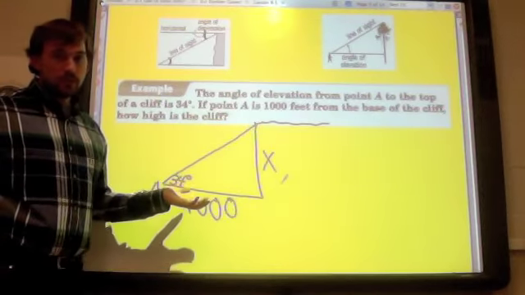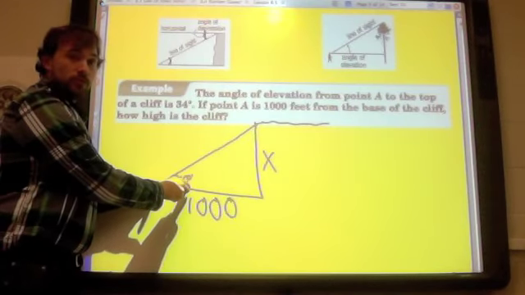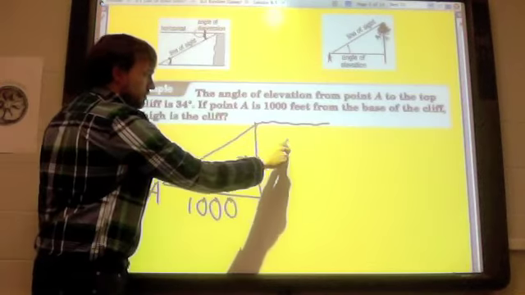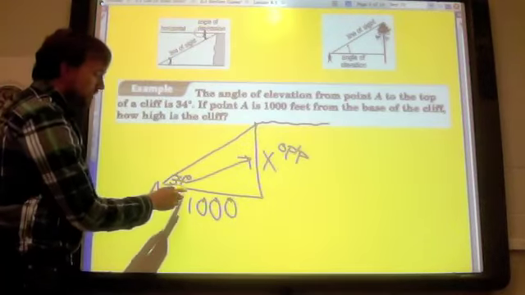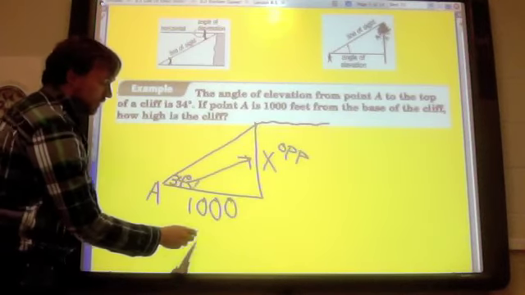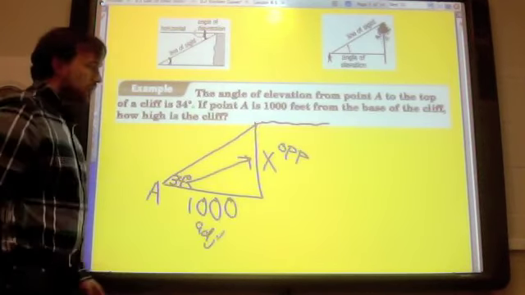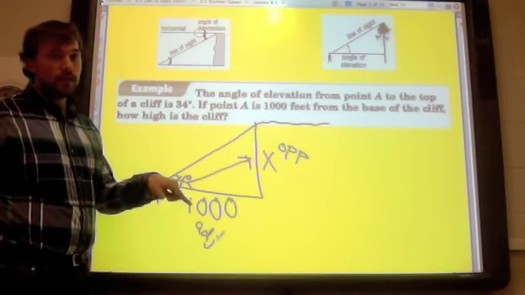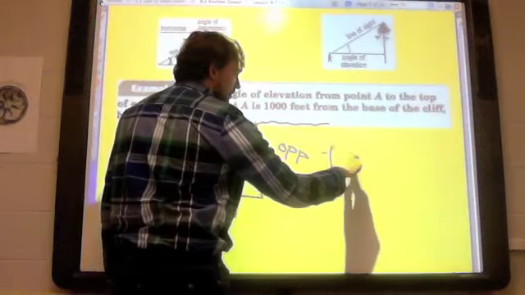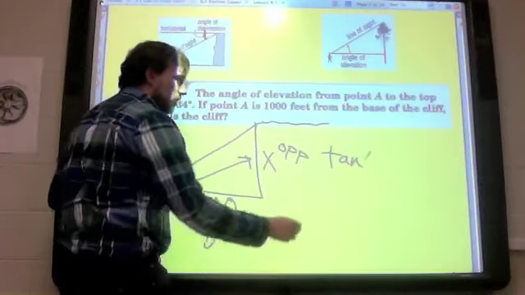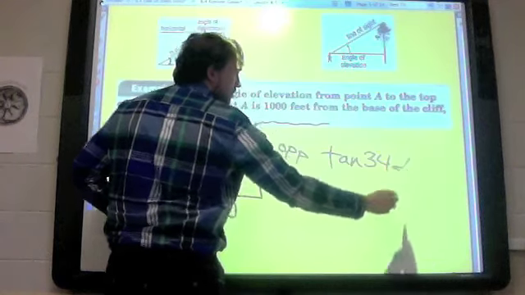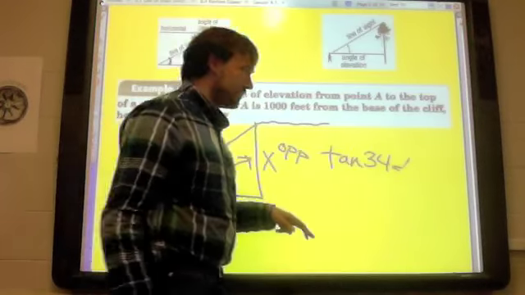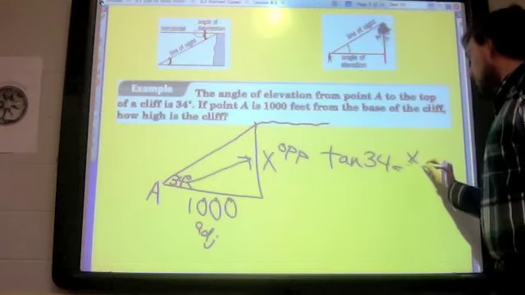Okay, so now we want to solve it. We'll look from our angle, and x is opposite. So he's going to be opposite, and my 1,000 is right next to him, and that's adjacent. What uses opposite adjacent? So TOA, tangent. So the tangent of 34, because your angle always goes after your trig, equals opposite over adjacent. So this equals x over 1,000.